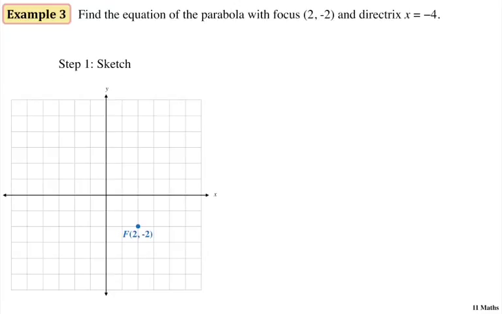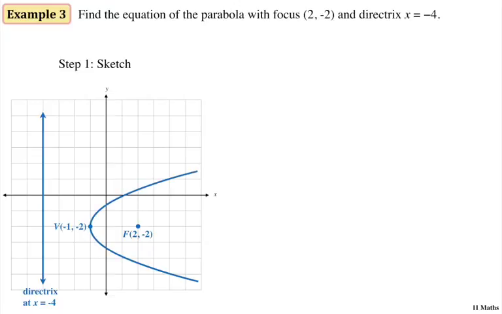Now x equals minus 4 passes through the x-axis at minus 4, which makes it a vertical line. So when I'm looking for my vertex, it'll be between the focus and that line, and halfway between would be about there. So that point there would be the point minus 1, comma, minus 2, and the parabola must therefore open to the right. My value of a is the distance from the vertex to the focus, which is 3. And h comma k we know comes from the vertex, so h is minus 1 and k is minus 2.